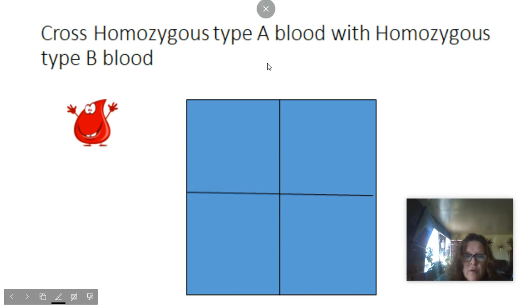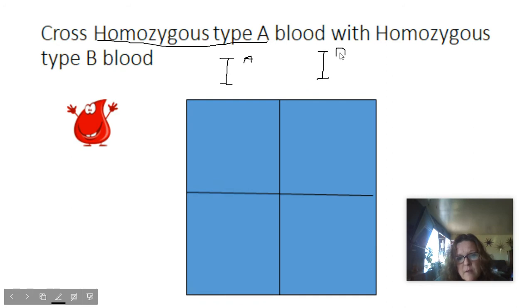Okay, so we're going to do a few crosses here. So cross homozygous type A blood with homozygous type B blood. What you could do is you could pause, try to do this on your own, and then come back and make sure that you're doing it right. So I'm going to start with homozygous type A blood. So if you have homozygous type A, you're going to have an A from both parents here, and homozygous type B blood.